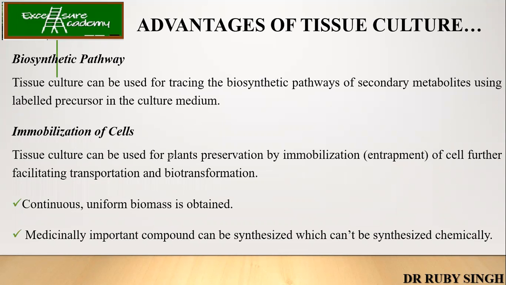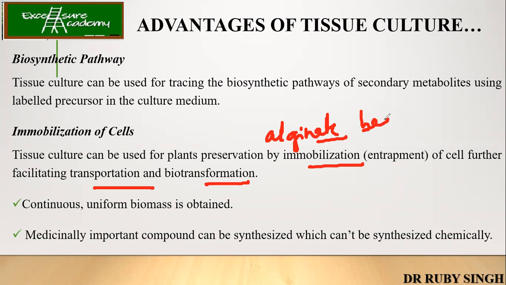Immobilization of cells. Tissue culture can be used for plant preservation by immobilization, that is, entrapment. So you have alginate beads, sodium alginate, in which you can trap these cells. This immobilization will help in the transportation and the biotransformation. So continuous uniform biomass is obtained. Suppose you trap in these alginate beads cells that are responsible for the production of secondary metabolites. You just provide the nutrient media and these cells will keep on producing these secondary metabolites without losing any property, without losing any number of cells.